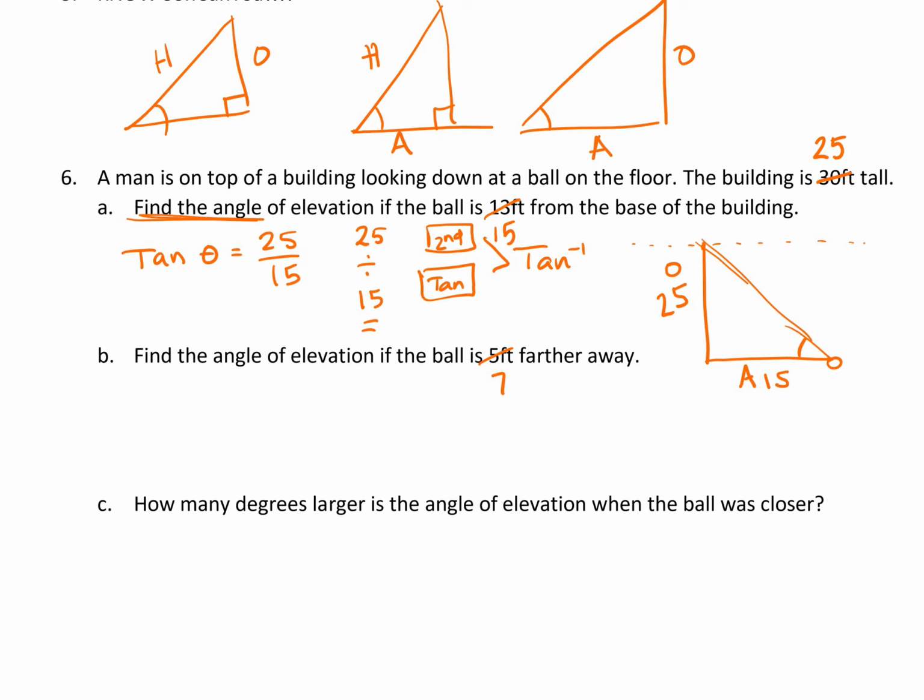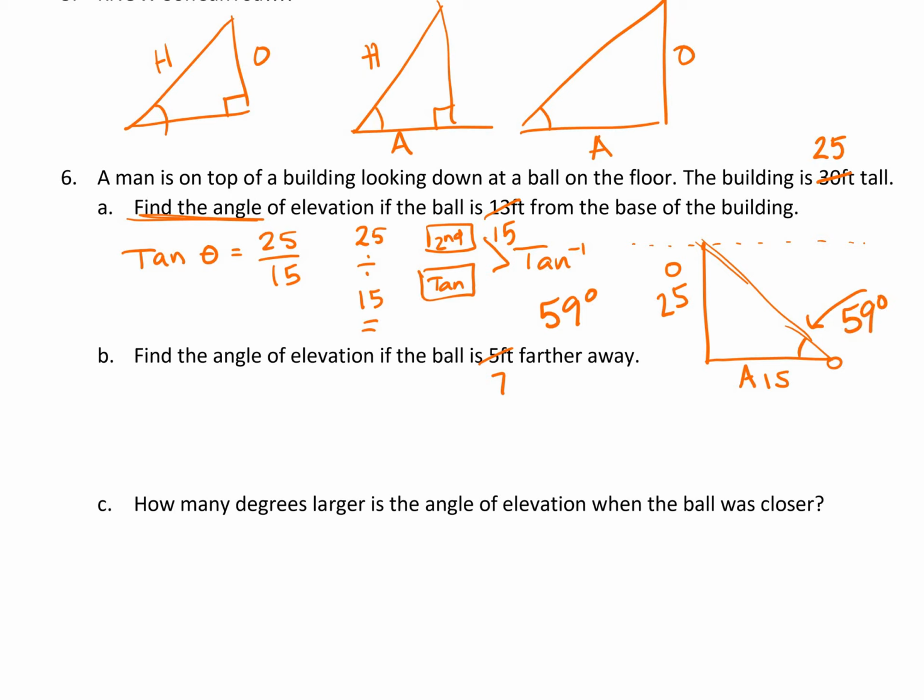Okay, so let's do it again. 25 divided by 15 equals, and second tangent equals, and that is 59.0362, so we're just going to round this to 59.0362 degrees for this angle.